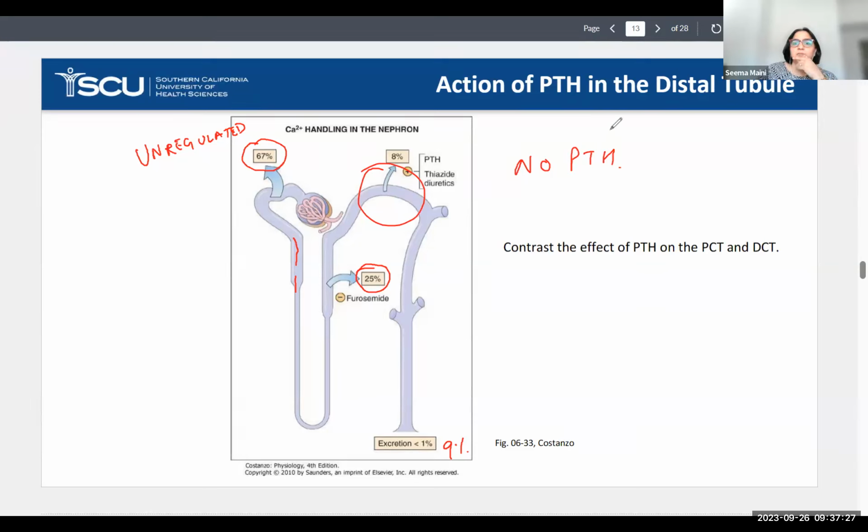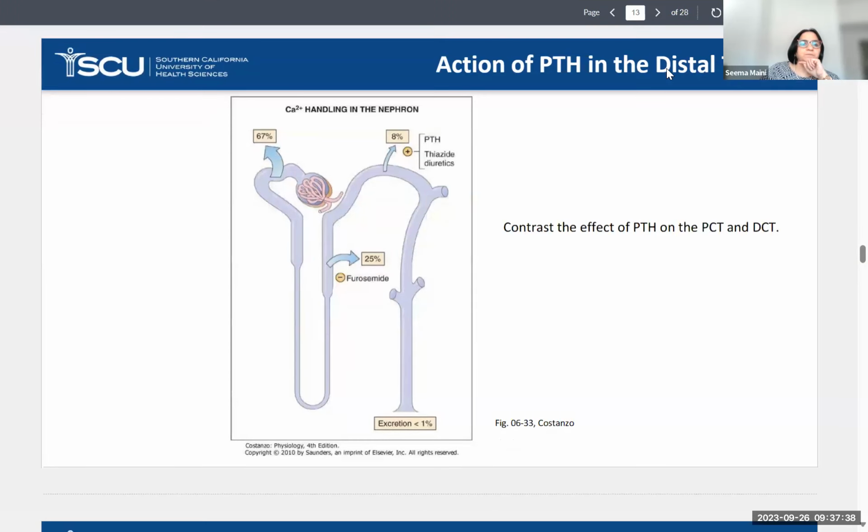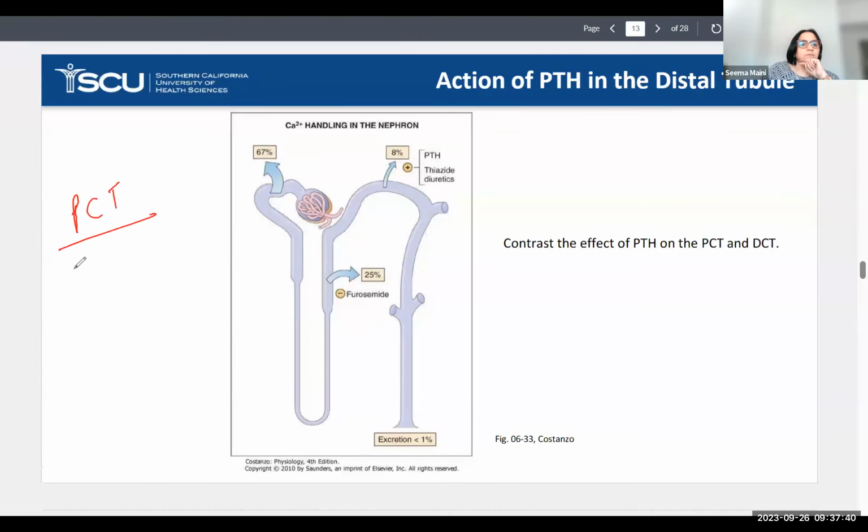All right. So now you can look at the effect of parathyroid hormone on the proximal and distal convoluted tubule. On the proximal convoluted tubule, what does it do? Decreases phosphate reabsorption. On the distal convoluted tubule, it increases calcium reabsorption. Is that clear, everybody?